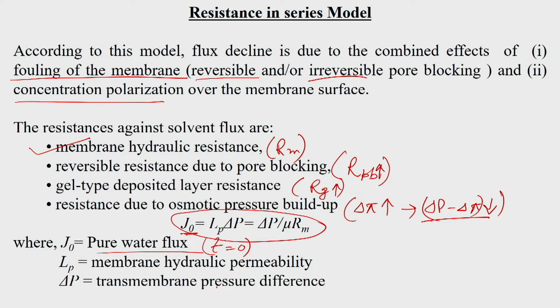So, the pure water flux is the product of membrane permeability and the driving pressure gradient. For pure water, delta pi is equal to 0, so that is equal to delta p by mu into R m. Here L p is the membrane permeability and delta p is the transmembrane pressure difference or pressure gradient. So, with time we will be getting correlations like this.